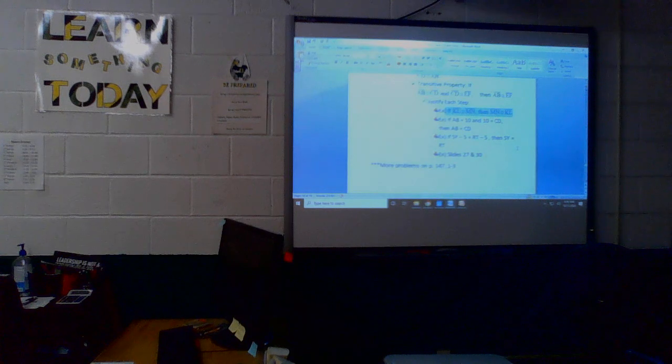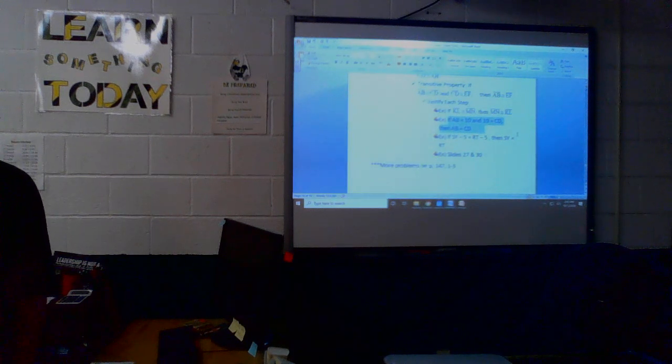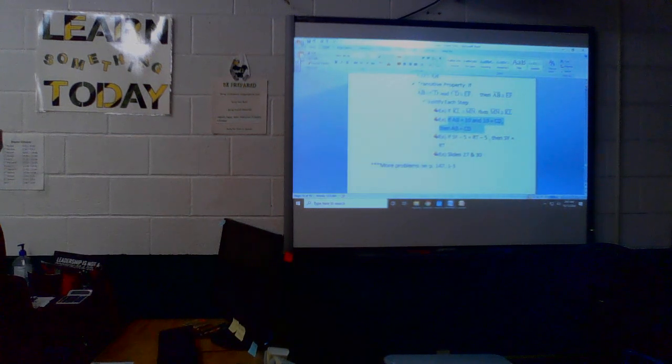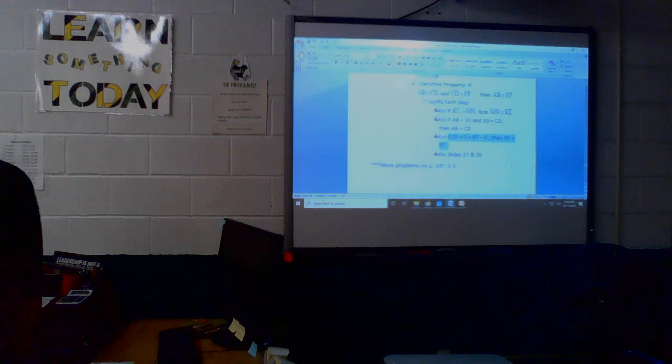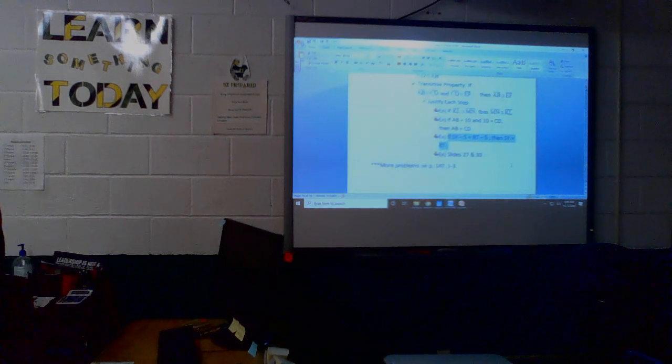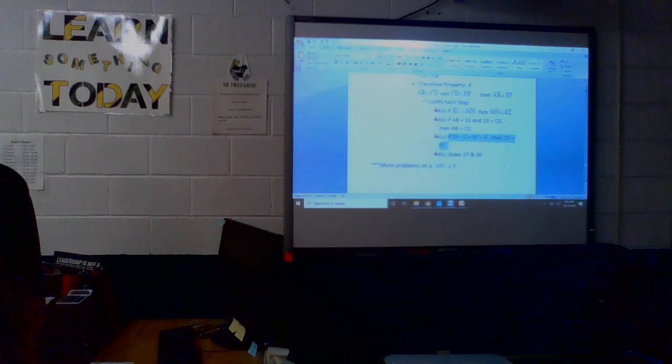Okay? Next one, if AB equals 10, and 10 equals CD, then how do I know that AB is equal to CD? Transitive. So notice we can do the transitive property without being congruence. So you could have the congruent segments, or you can do it with equals. If SY minus 5 equals RT minus 5, then SY equals RT. What would you say for that one? Is that any of those up there? I would say this one's probably just the addition property, going back to yesterday. Okay? All right.